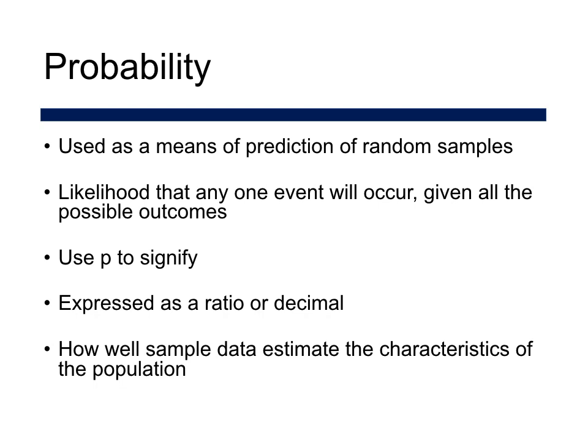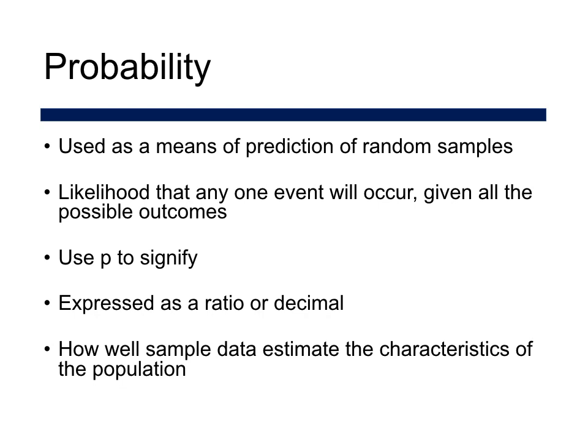To discuss statistical inference, we really need to talk about probability. Probability is used as a means of prediction that something will happen. In terms of research, probability is used to predict the chance with random samples that are thought to reflect the population under study. The definition of probability is the likelihood that any one event will occur given all the possible outcomes. When signifying probability, we use lowercase p. Probability results are expressed as a ratio or a decimal.